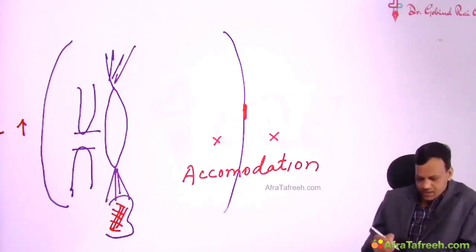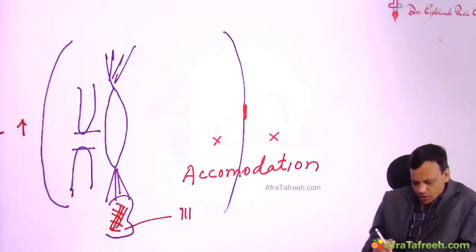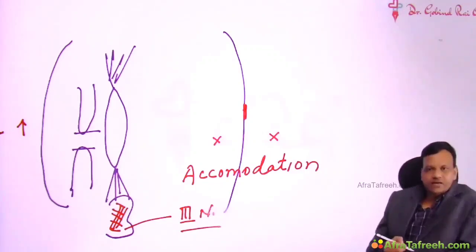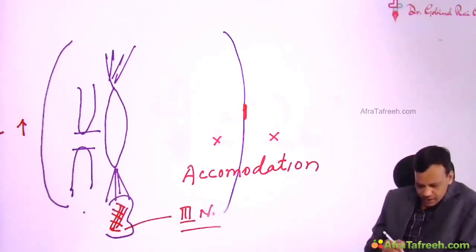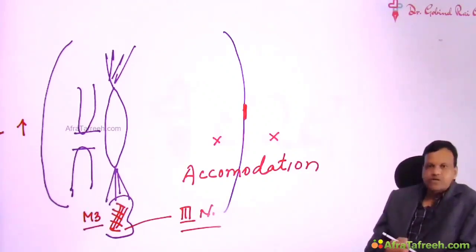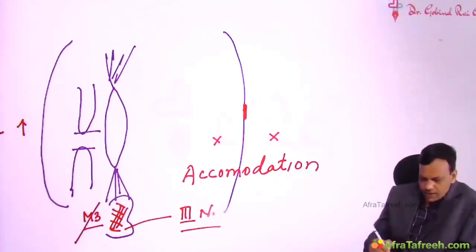Now ciliary muscle is supplied by oculomotor nerve or third cranial nerve, and if you remember, 3, 7, 9 and 10 nerves, they are parasympathetic nerves. So third cranial nerve is the parasympathetic nerve. So when parasympathetic nerve is present, obviously the receptor here will be M3. That means M3 receptor stimulation leads to accommodation. So if we give M3 blocker, it will lead to loss of accommodation.